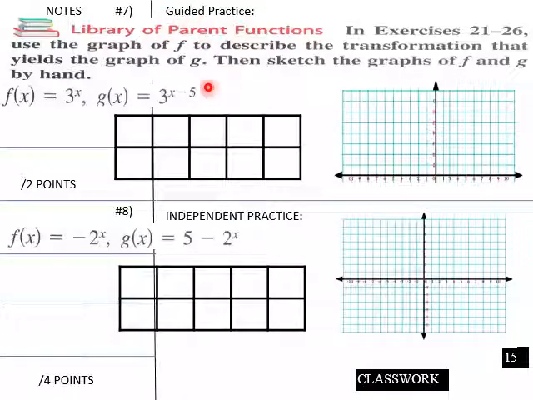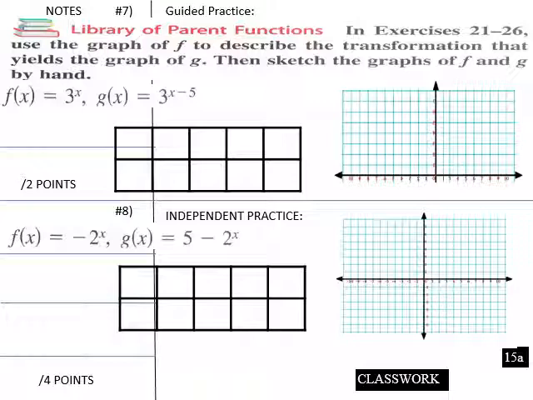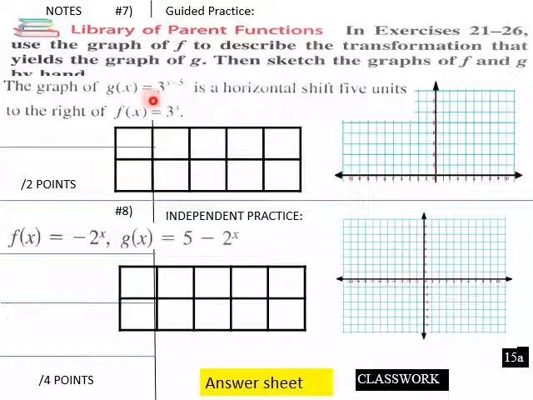Okay, our guided practice. f of x equals 3 to the x, g of x equals 3 to the x minus 5. And then this is yours down here for you to graph. Use your table. We're going to do this one now. The graph of g of x equals 3 to the x minus 5 is a horizontal shift 5 units to the right.